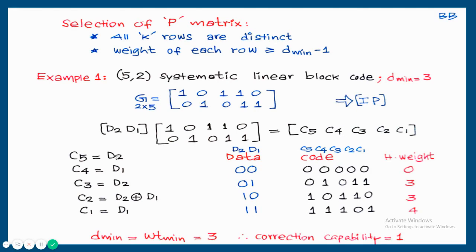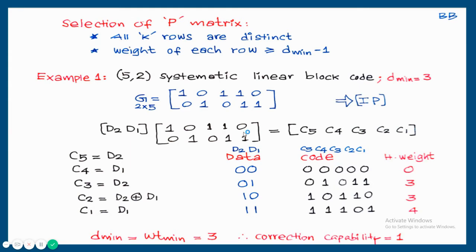These are obtained by multiplication of this row with the third column, fourth column and fifth column. So D2 into 1 plus D1 into 0. That is only D2, so the first parity bit is D2. Next, D2 into 1 XOR D1 into 1, that's the next equation, D2 plus D1. Next, multiplication D2 into 0 plus D1 into 1. The last equation is D1. So out of these 5 equations, the first 2 are data bits and the last 3 are parity bits.